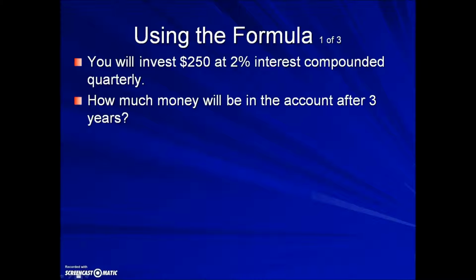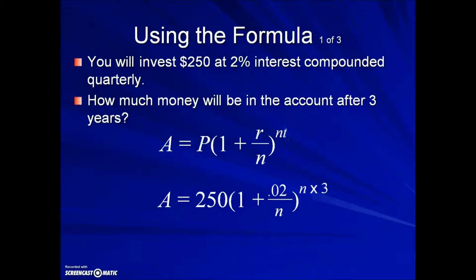So here's our first example. You will invest $250 at 2% interest compounded quarterly. How much money will be in the account after 3 years? So here's our compound interest formula, and we're going to replace the indicated variables.